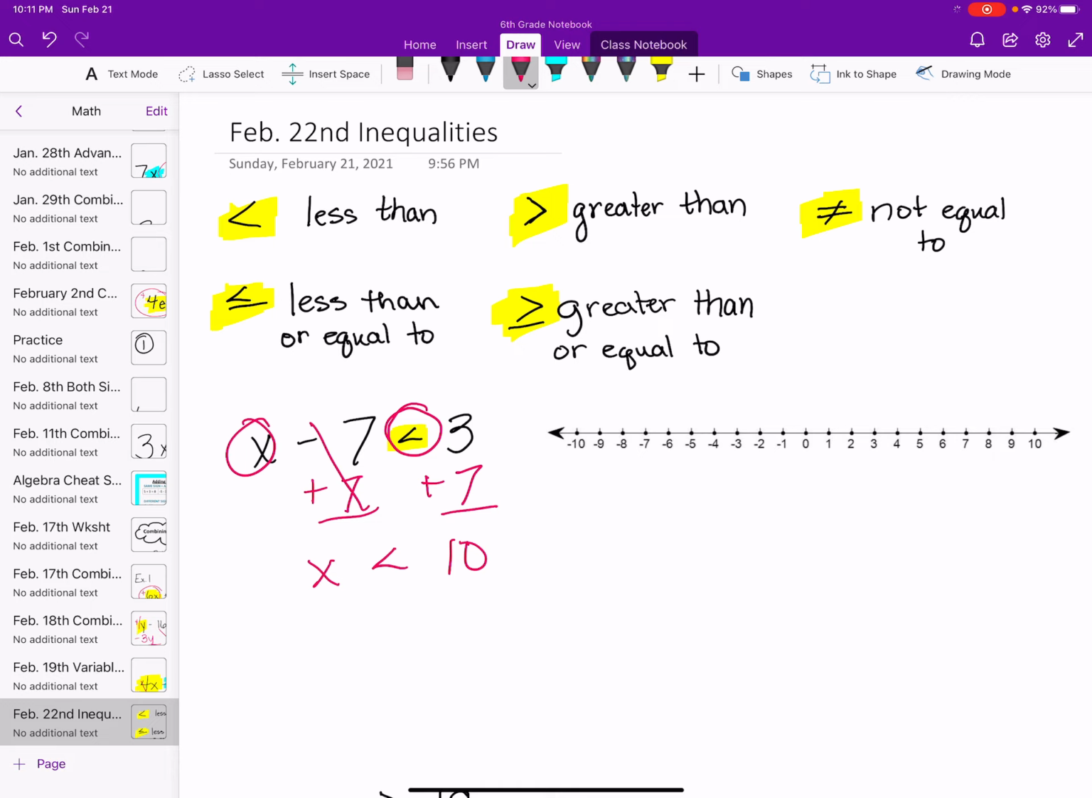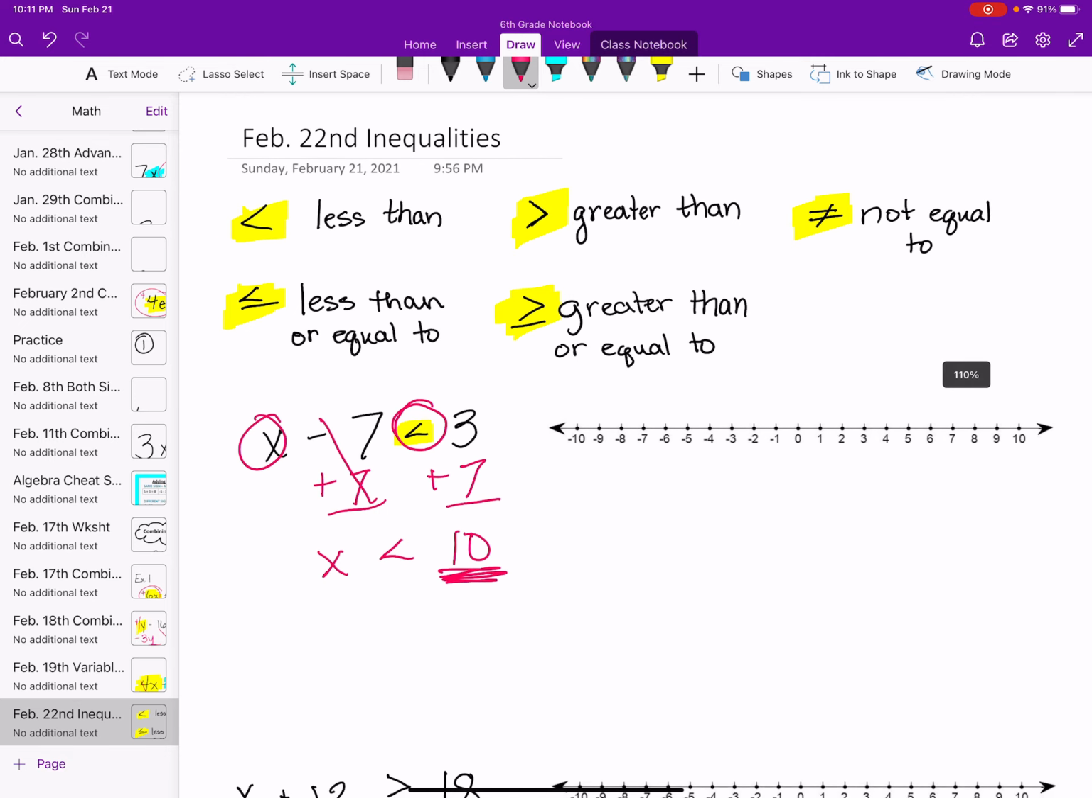So now my answer, instead of x is equal to 10, says x is less than 10. Okay, so when I'm doing inequalities, this is just one part of my answer. My next part would be that I want to graph it on a number line. And when I do that, I know I got an answer of 10, so I know my dot is going to have to be on the 10.